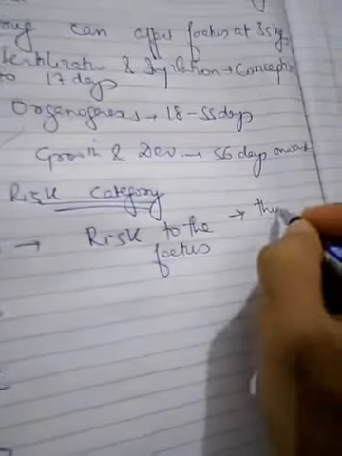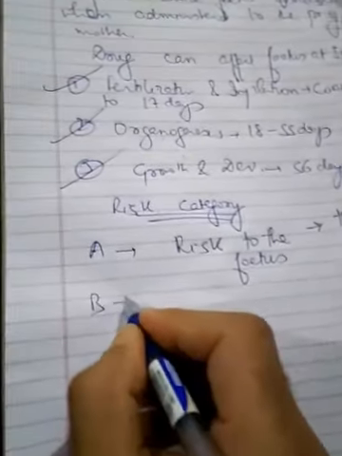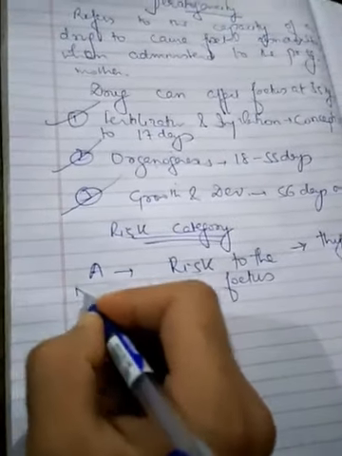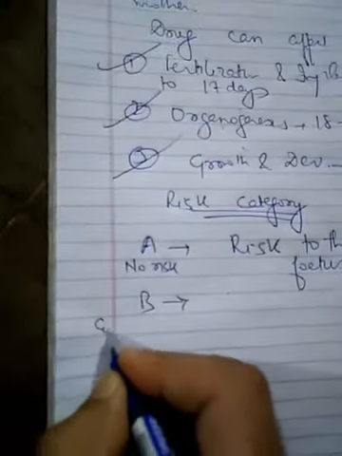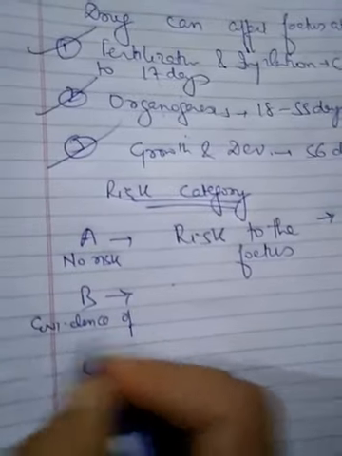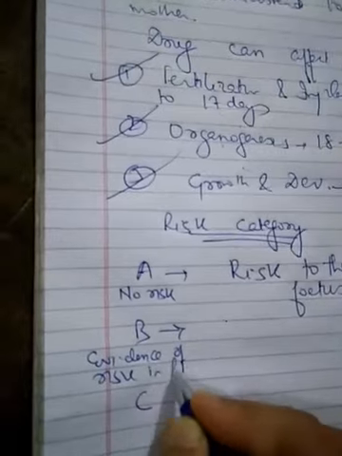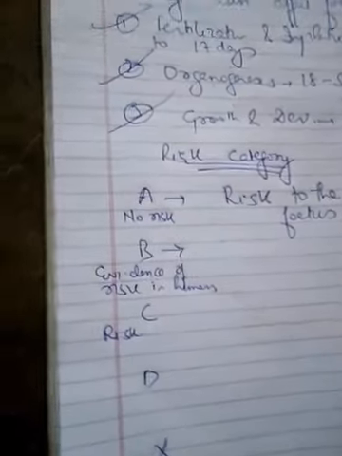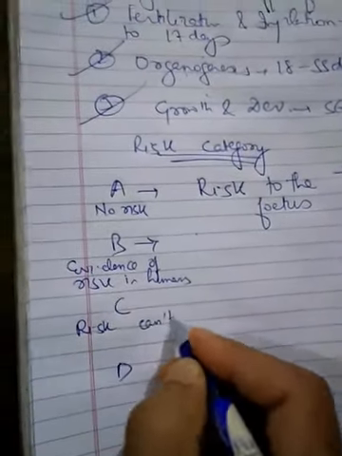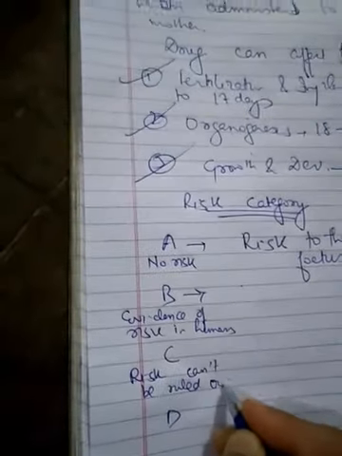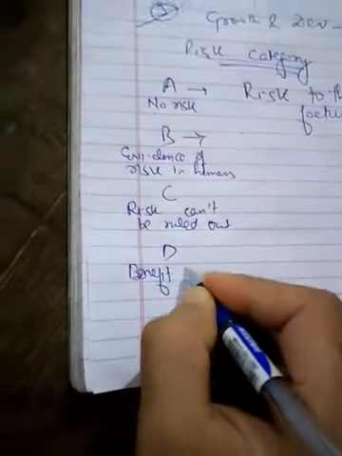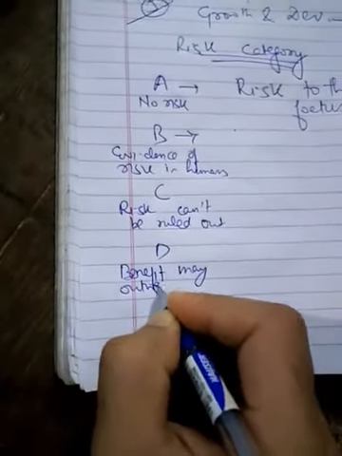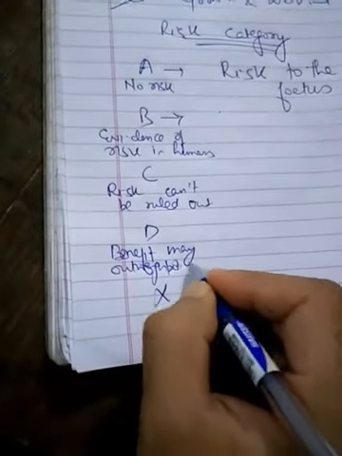The example is thyroxine. Then we have B. A category is no risk. B is evidence of risk in humans. C is risk cannot be ruled out. Benefit may outweigh potential risk. D is the fourth class, where benefit may outweigh potential risk, and X is CI, that is contraindicated.